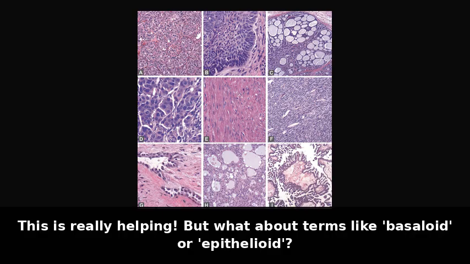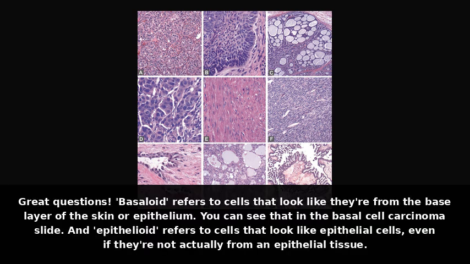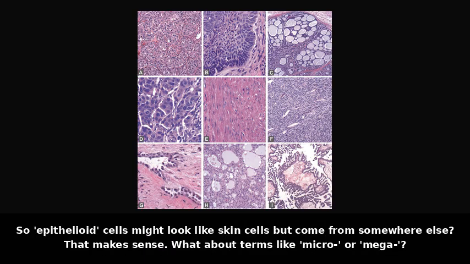But what about terms like basaloid or epithelioid? Great questions. Basaloid refers to cells that look like they're from the base layer of the skin or epithelium. You can see that in the basal cell carcinoma slide. And epithelioid refers to cells that look like epithelial cells, even if they're not actually from an epithelial tissue. So epithelioid cells might look like skin cells, but come from somewhere else.